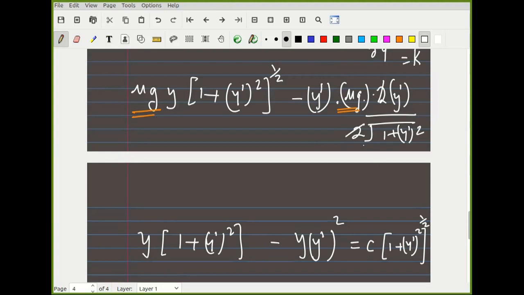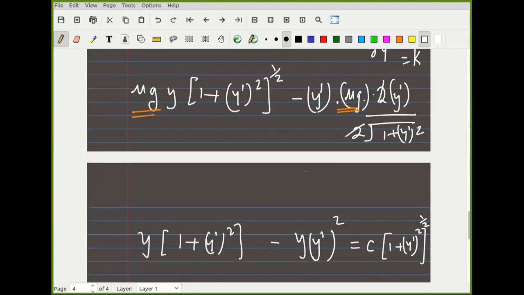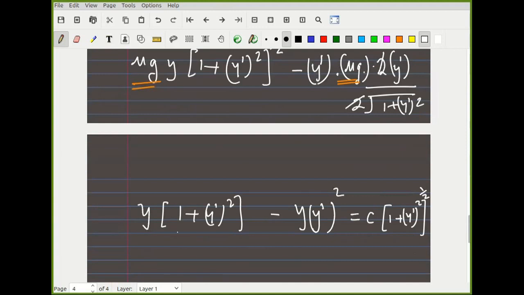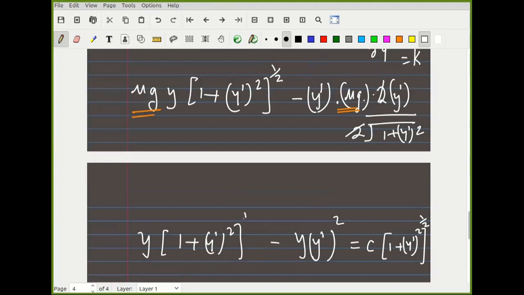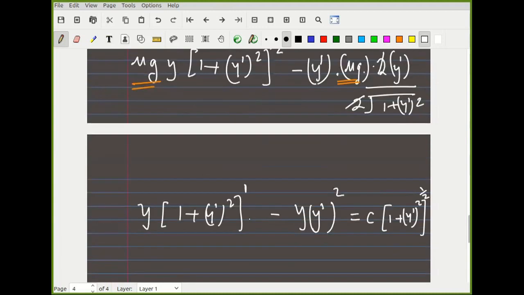Because I multiply this root with this root, I have now got power 1. Observe here, I had root half. I multiplied this guy here, so I get root power 1. So that I'm justifying my step which I've jumped. So here c equals k by mu g, the new constant I've introduced.